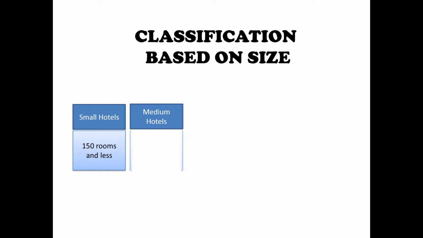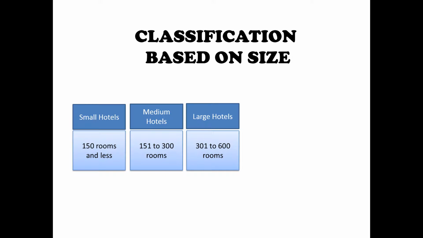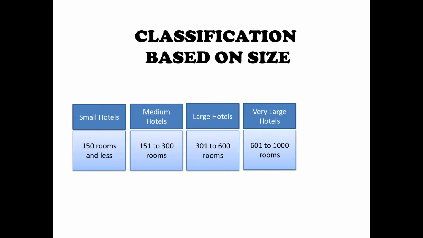Medium hotels consist of 151 to 300 rooms. Large hotels have 301 to 600 rooms. Very large hotels have 601 to 1,000 rooms. And the biggest are the mega hotels with more than 1,000 rooms.